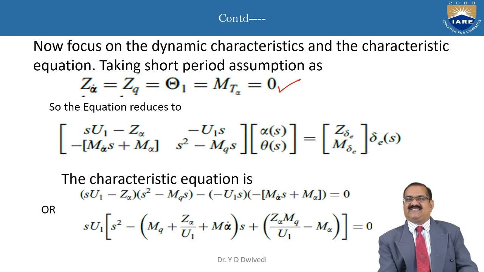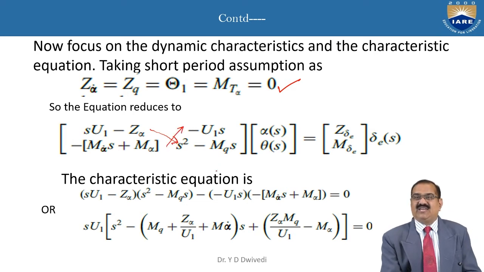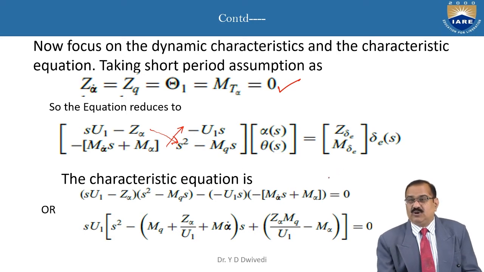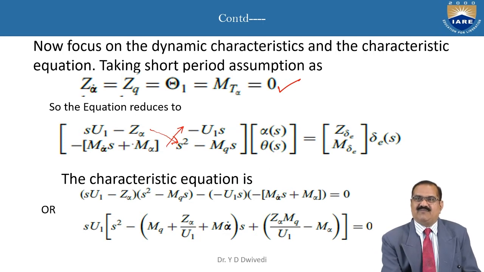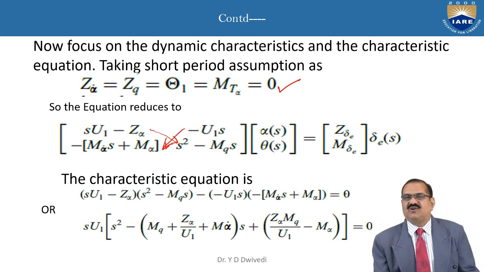So now if we make this characteristic equation, you can multiply like this and like this. If you multiply, you will get the equation and make it 0. You make the determinant of this equation 0. So you will get (sU1 minus Z alpha) in one bracket, another bracket s square minus M_q s minus U1 s minus M alpha dot s plus M. So this arrow is from this side to this side, not this side. Okay, so you can see that it should go from here to here. This is equal to 0.